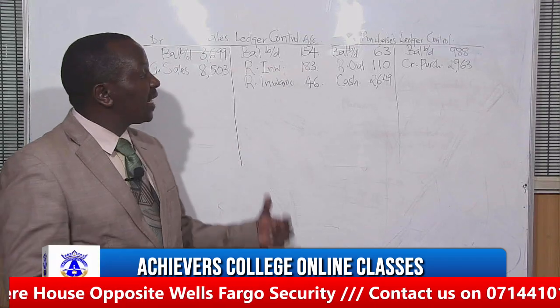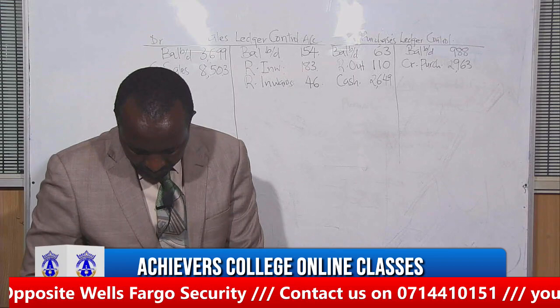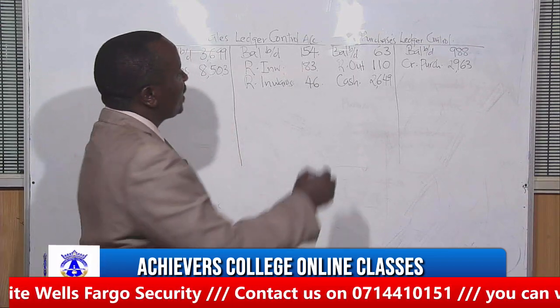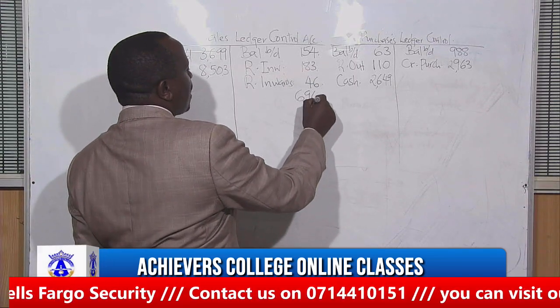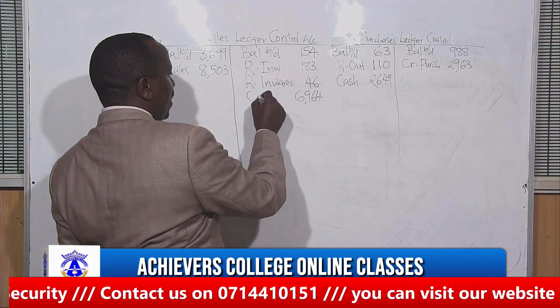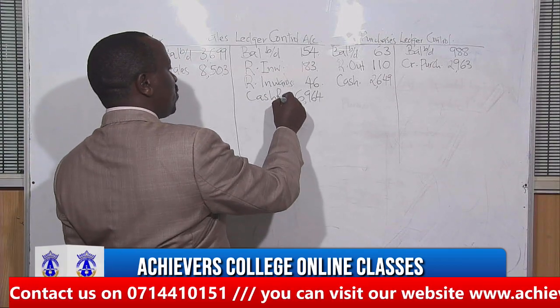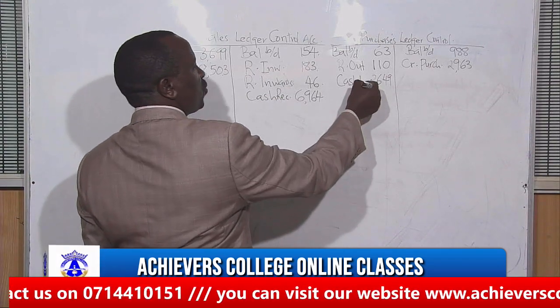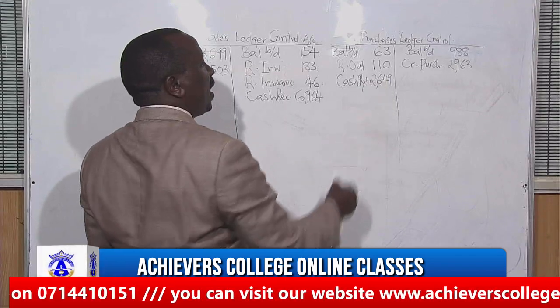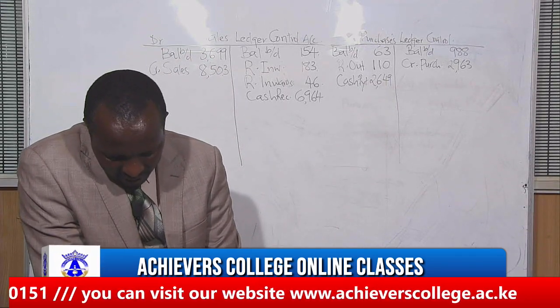Cash paid by customers, they will also reduce the amount they owe you, and that is why 6964 is supposed to be credited. That one again is cash receipt. This one should be receipt, this one should be cash payment. Now you need to understand that particular thing.